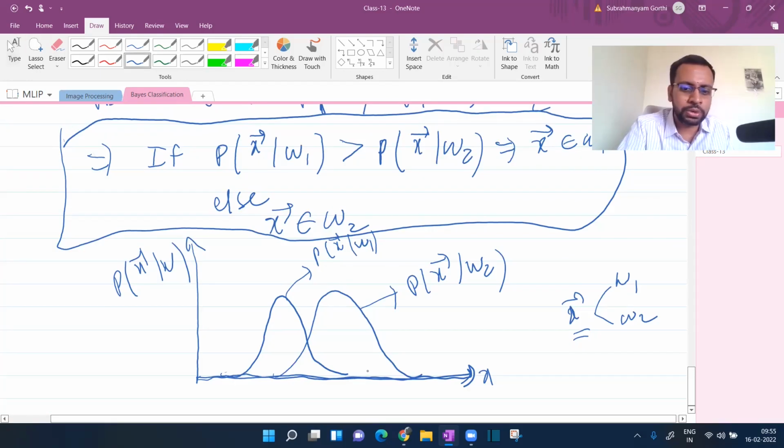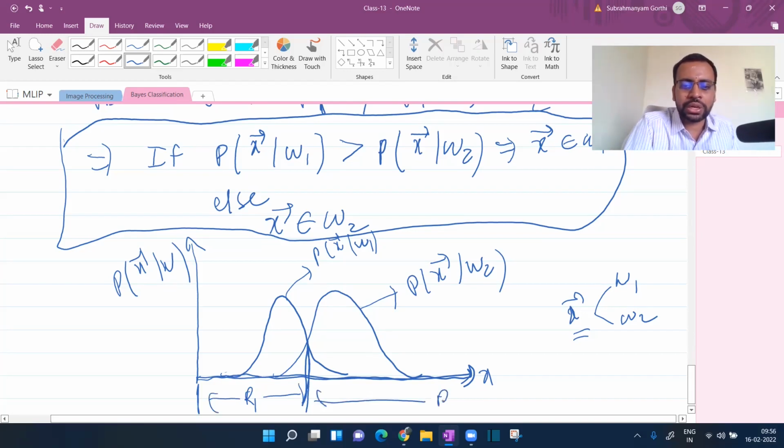Where do you put a line? The point of intersection. Very good, the point of intersection. If it is less than that, we assign it to omega 1. Correct, excellent, very good. This I would call R1, and the rest I call R2 here.